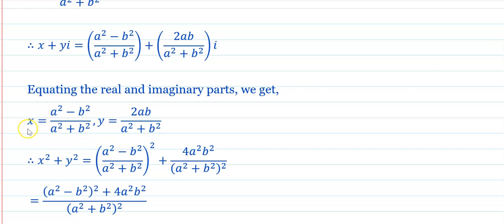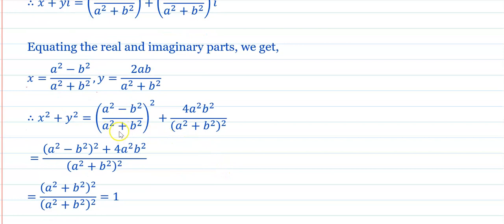Now squaring and adding these two terms, that is x square plus y square, means a square minus b square upon a square plus b square bracket square plus the square of this, that is 2ab upon a square plus b square squared, means 4a square b square upon a square plus b square bracket square.